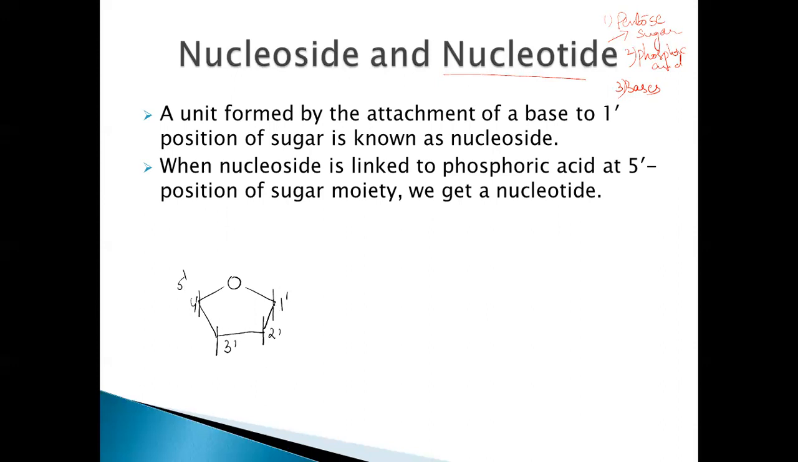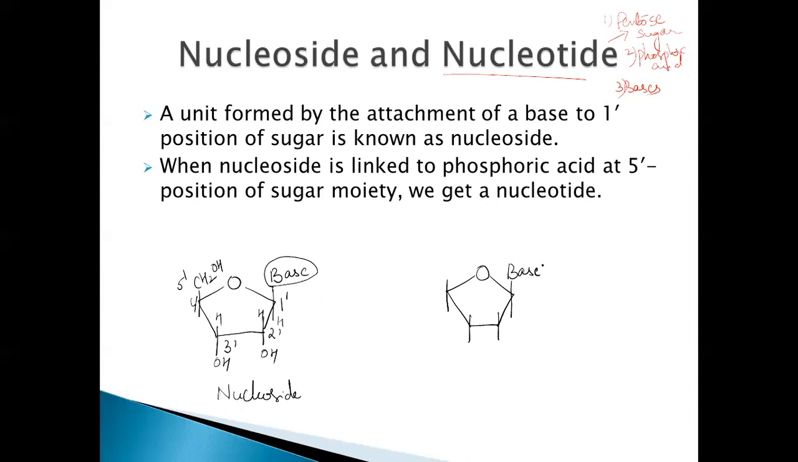And here at 1 dash position of this, instead of the O, there is a base which is attached here. So at the 1 dash position of this pentose sugar, we have a base which is attached, and the rest is all the same, like a pentose sugar. So this is a structure of a pentose sugar with the base. So pentose sugar with the base is called a nucleoside. So at that 1 dash position of a sugar, if a base is attached, we are calling it a nucleoside.